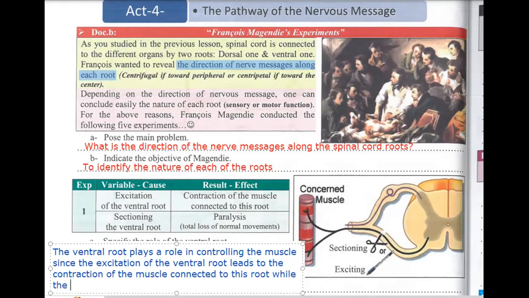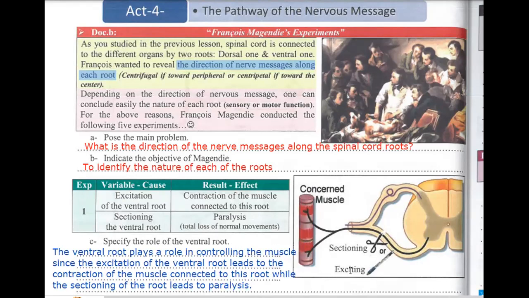while the sectioning of the root leads to paralysis. So when it was functioning normally, the muscle contracts. After cutting it, the muscle does not contract. This indicates that the ventral root has a role in controlling the muscle. Specify, meaning I start by giving the answer, I indicate the answer and then I justify. This is experiment 1. Let's move now to experiment 2.